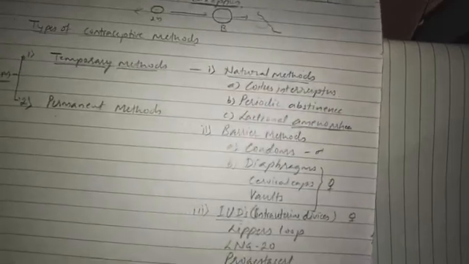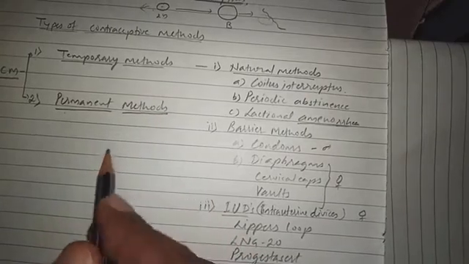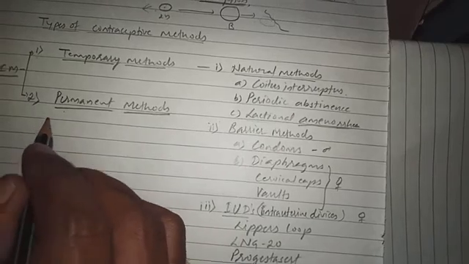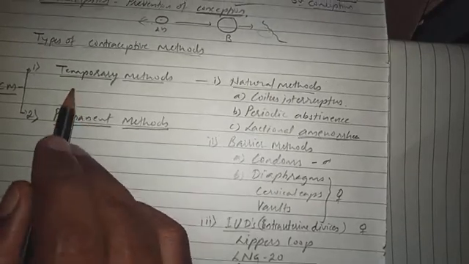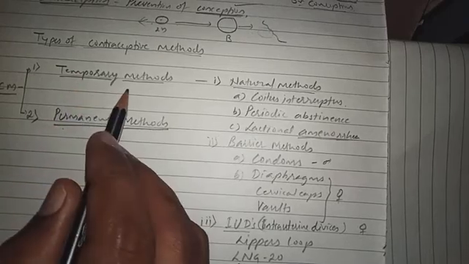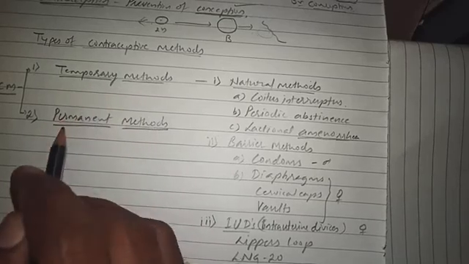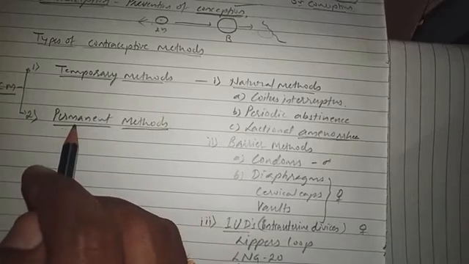So next is the other type, permanent methods. In the permanent methods there are two major types, one is for male, another one is for female. In permanent methods, after getting the wanted number of children, the couple can go for this one. Temporary methods are usually to keep the distance between two children, or to postpone getting a child. But after getting a number of children, if they don't want children in future, they can go for the permanent methods.